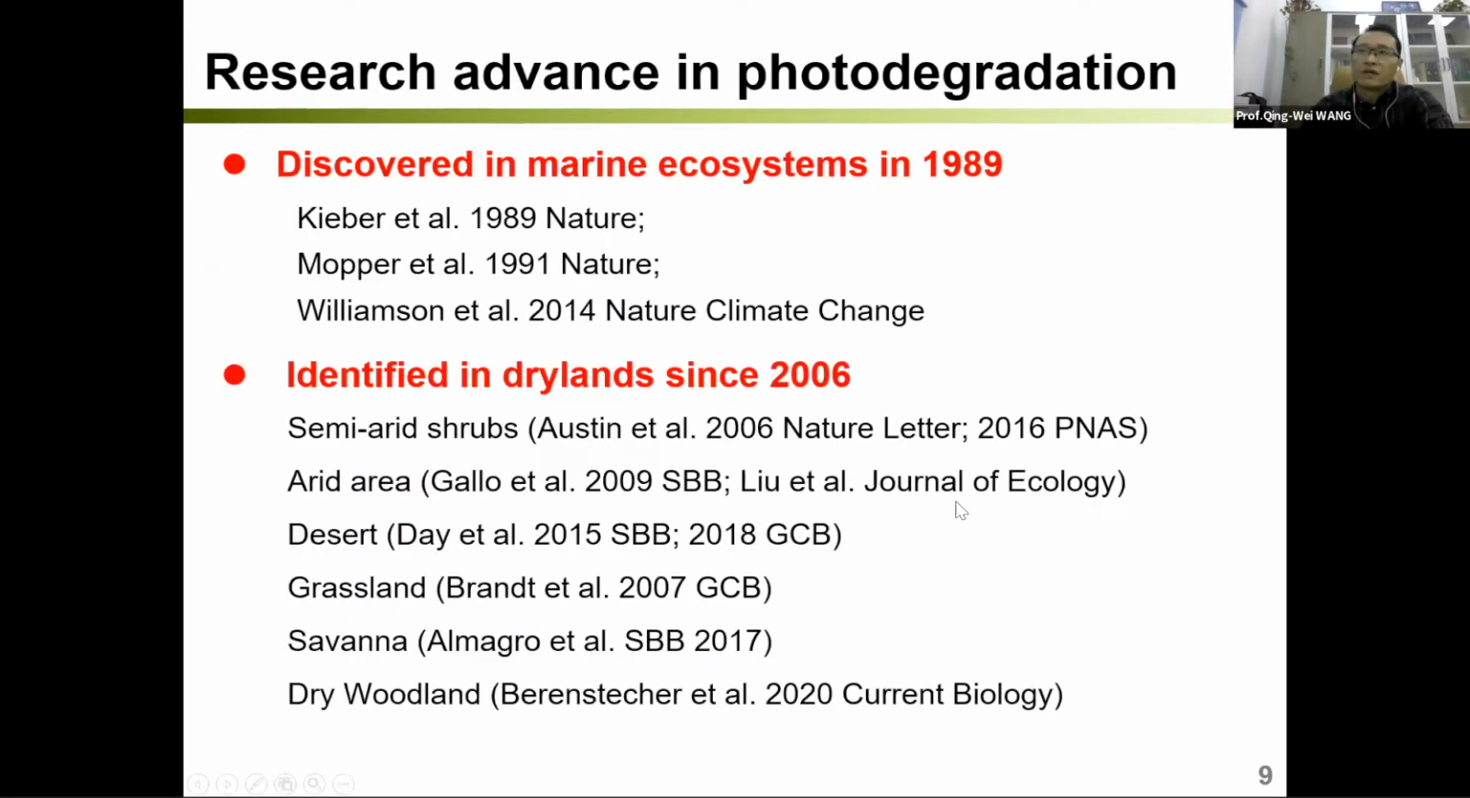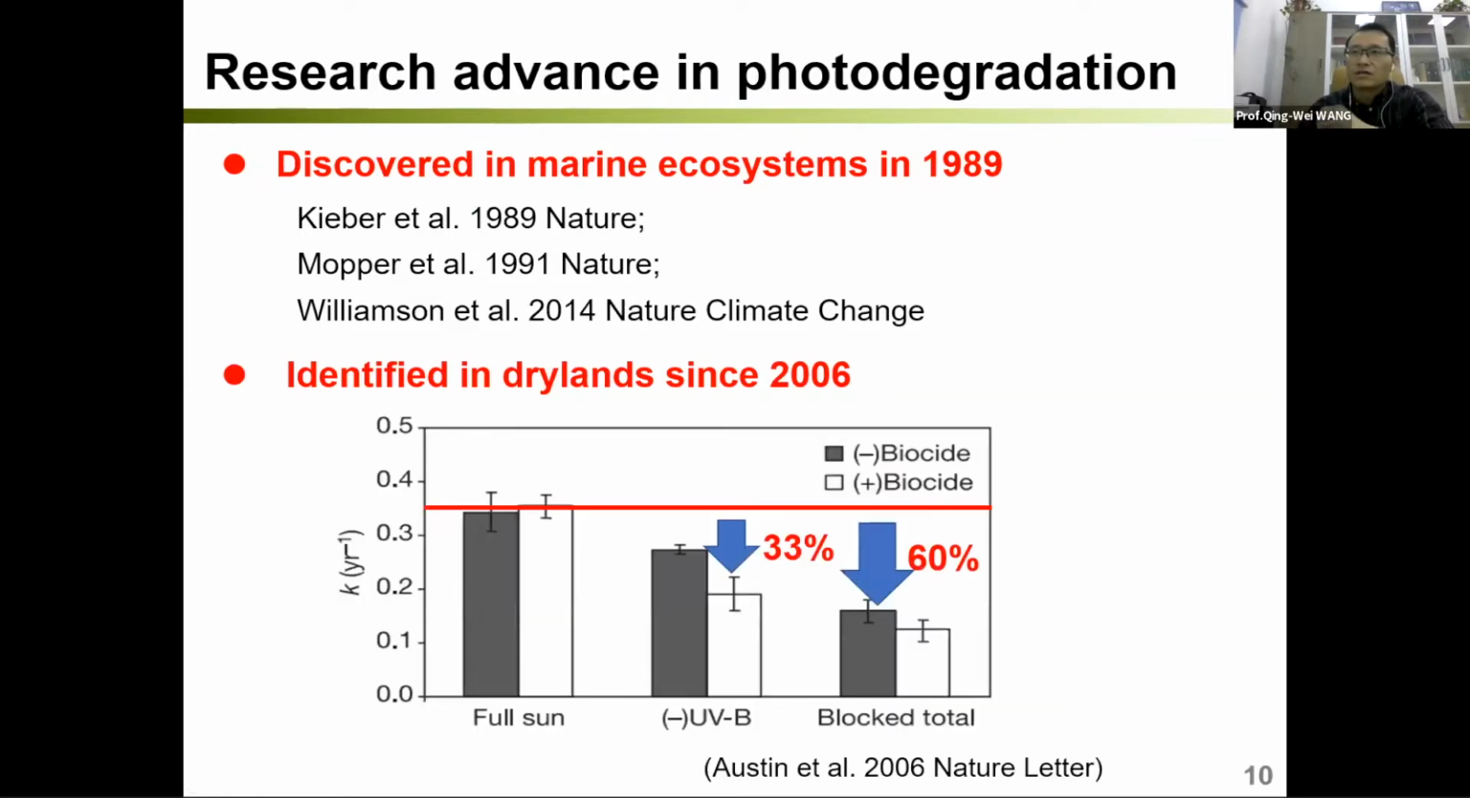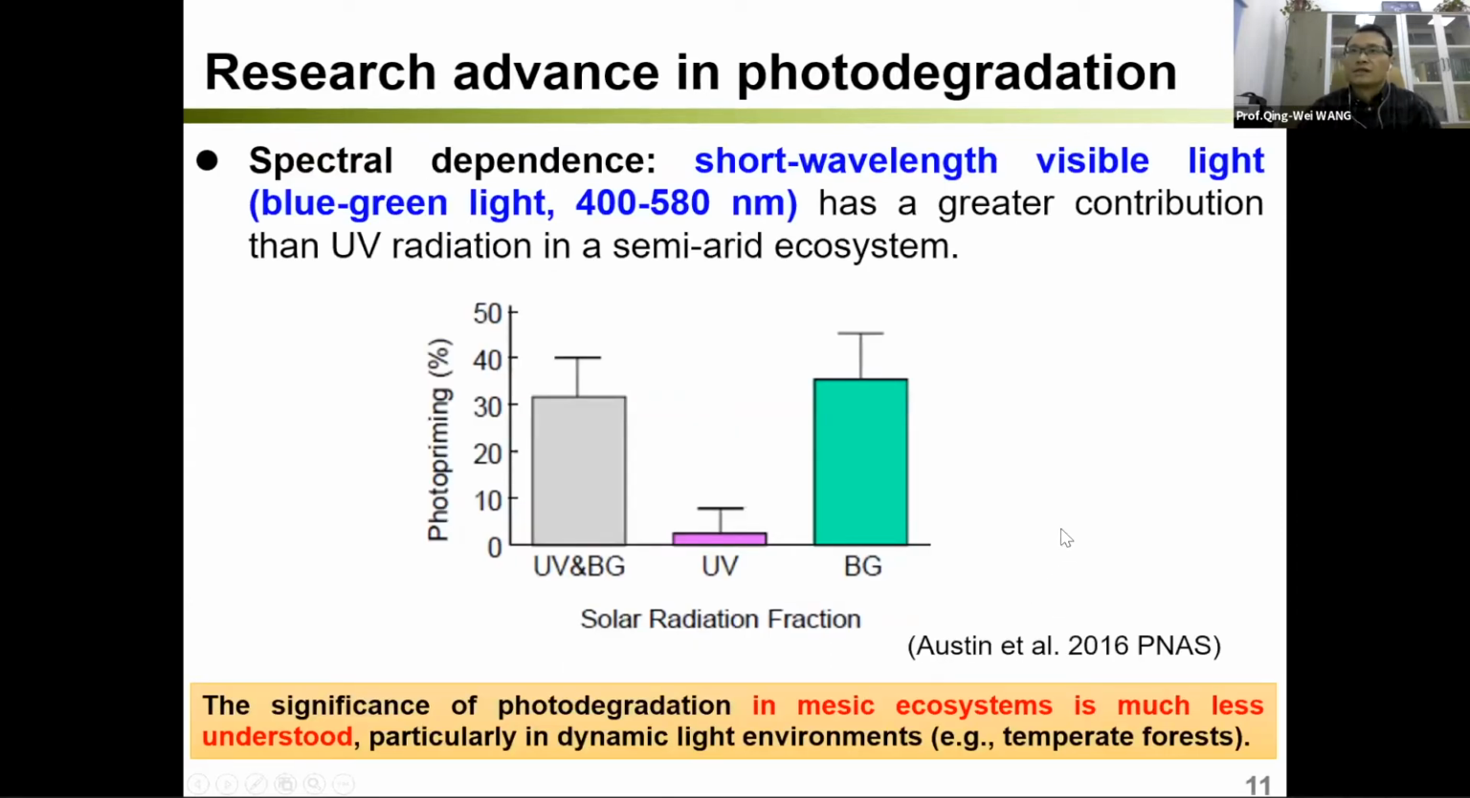Photodegradation was discovered in marine ecosystems in 1989 and generally identified in drylands since 2006. Austin's group has identified that sunlight increases the decay rate by 30% compared with darker conditions. Recently, they found that photodegradation has a spectral dependence. For example, short wavelength visible light has a greater contribution than UV radiation in a semi-arid ecosystem.